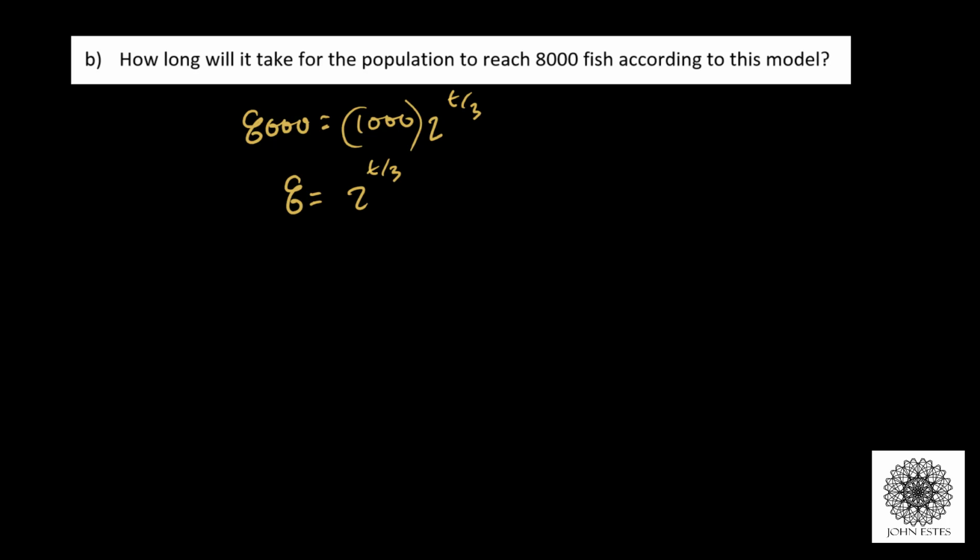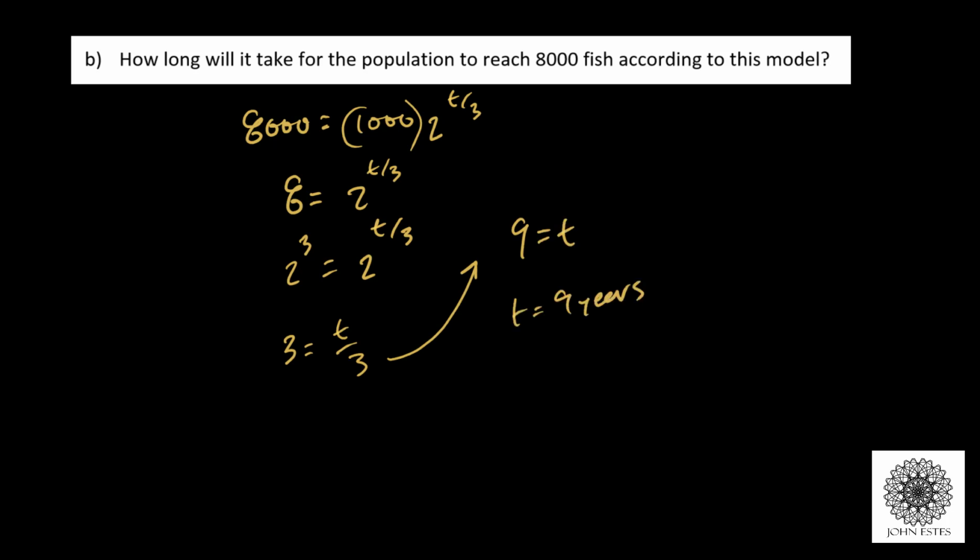I know that 8 is the same thing as 2 cubed. 2 times 2 times 2 is 8. So 2 cubed equals 2 to the t over 3 power. Now that the bases are equated, I can drop them and just consider the exponents. So 3 equals t over 3, which means, multiplying both sides of the equation by 3, I get 9. It's going to take 9 years to go from 1,000 fish to 8,000 fish, according to the wildlife experts' model.